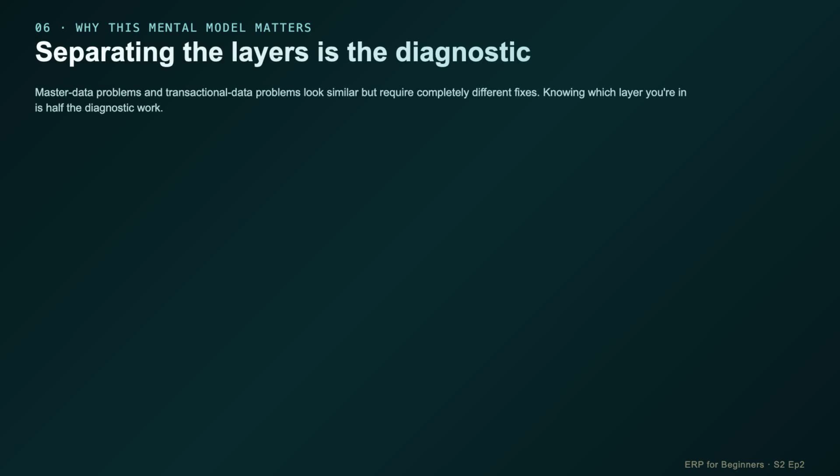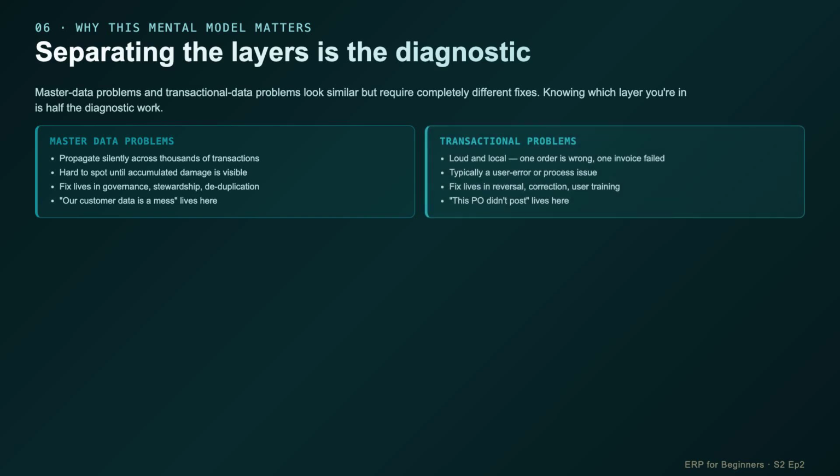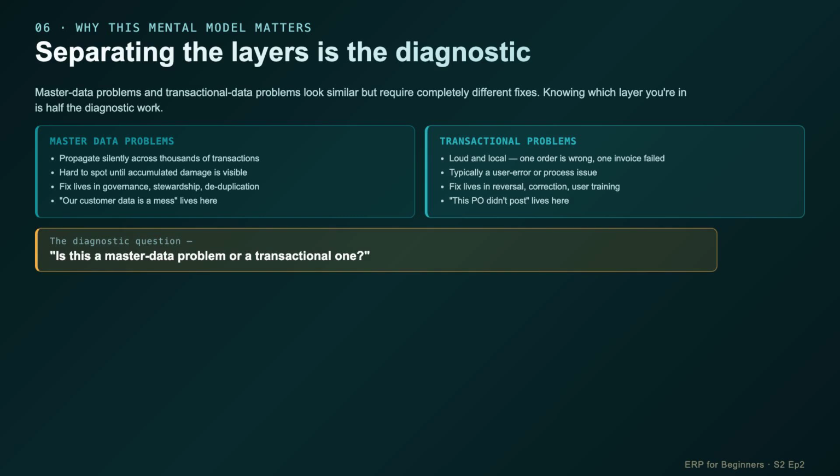Pull it all together. Every ERP has two kinds of data in it. Master data is the slow-moving foundation. Transactional data is the fast-moving record of what happened. They have different governance, different life cycles, different failure modes, different owners. Master data problems propagate silently. Transactional data problems are loud and local.